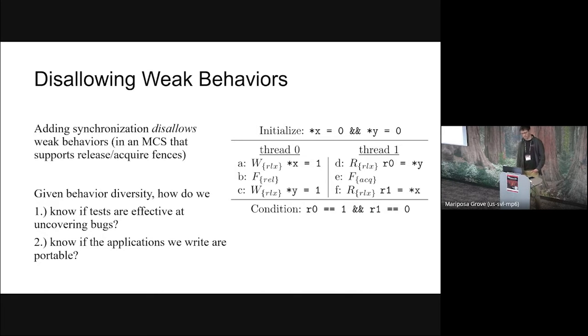And the second question here is, if you're writing an application and you're relying on these fences to give you the behavior that you want, and you happen to test it on a system that doesn't show weak behaviors very often, you might conclude, okay, my program is correct, and then you go run it on some other system and all of a sudden it fails because you forgot a fence.